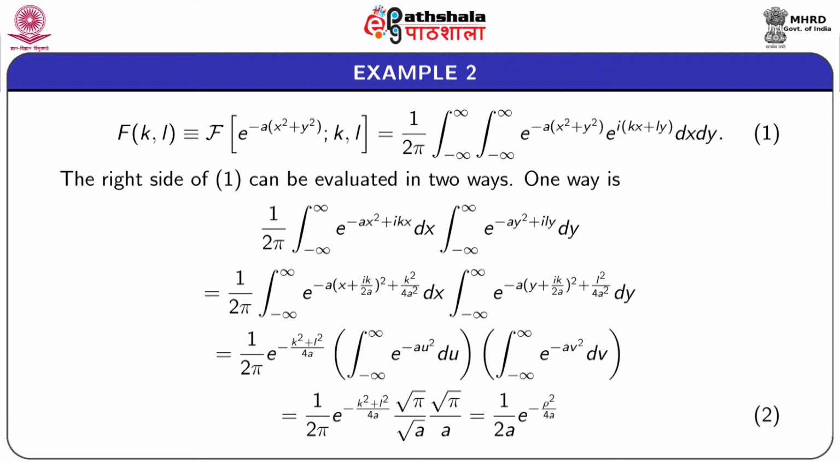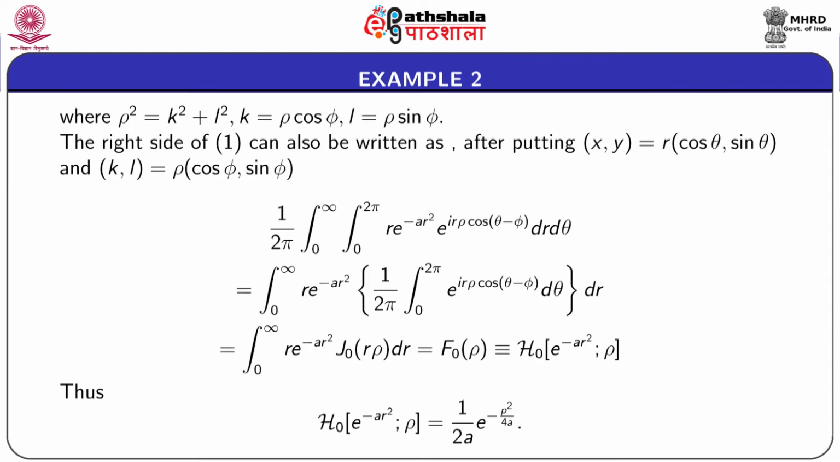So, that we obtain 1 by twice pi e to the power minus (k square plus l square) by 4a, root over pi by root a into root over pi by root a, and that is equal to 1 by 2a e to the power minus rho square by 4a as given by equation 2, where rho square is k square plus l square and k is rho cos phi, l is rho sin phi.